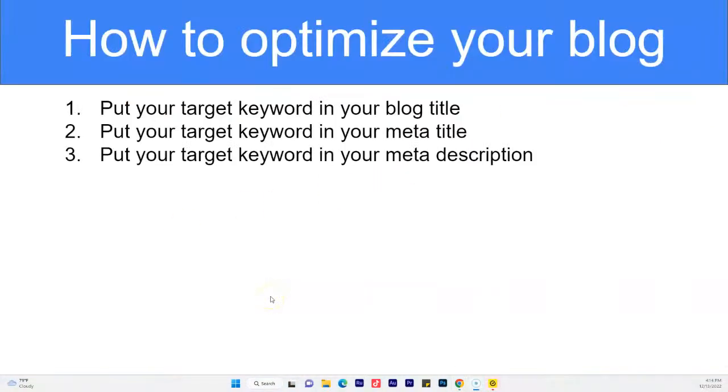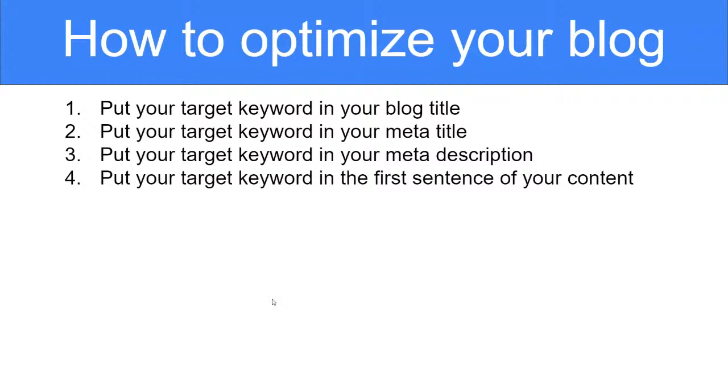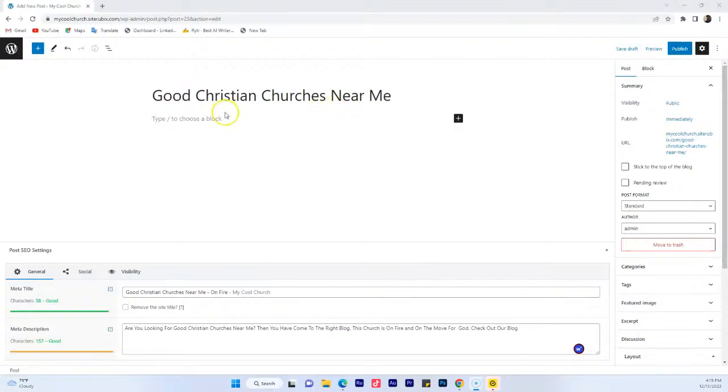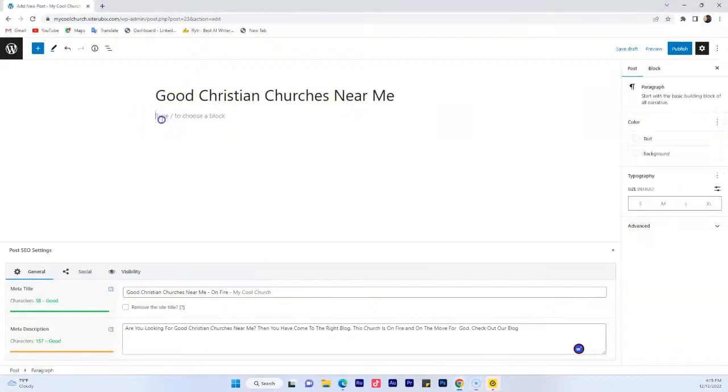All right, family, you're on the move. All right, let's go ahead and move on to step number 4, which is put your target keyword in the first sentence of your content. So let's go ahead and do that. All right, now in order to add content to your blog, you just go right here where it says type. Okay, and then you can start it off. Now remember, we want to put our target keyword in our first sentence.